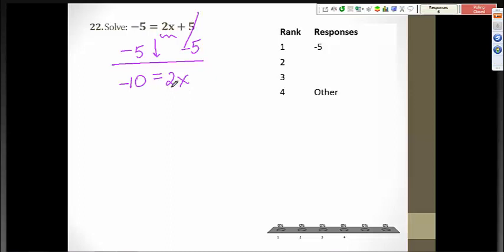And now to isolate the x, we have 2 times x, right? So what do we need to do there? We need to divide by 2. Very good. So those will cancel out, and x equals negative 5.